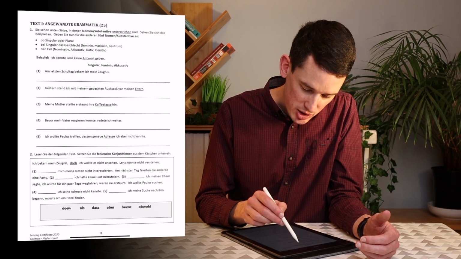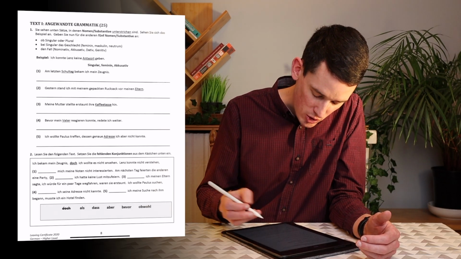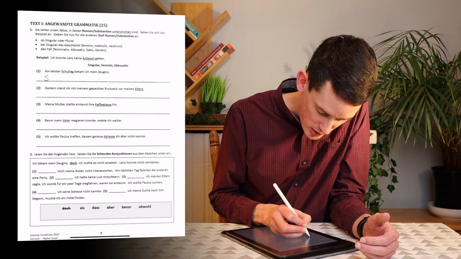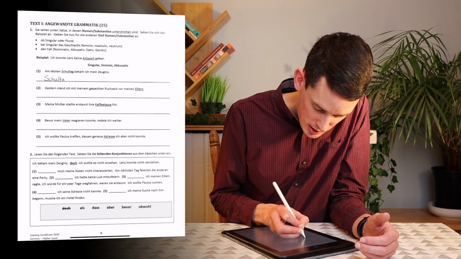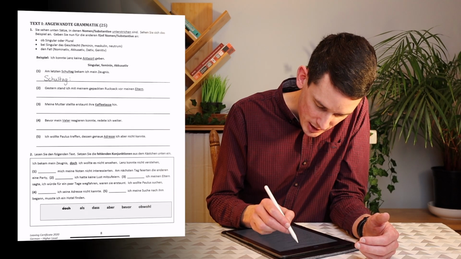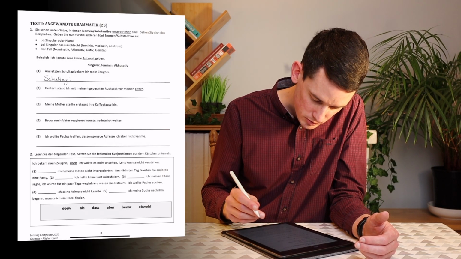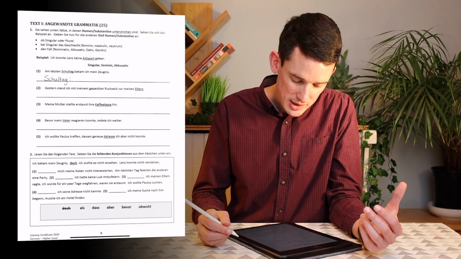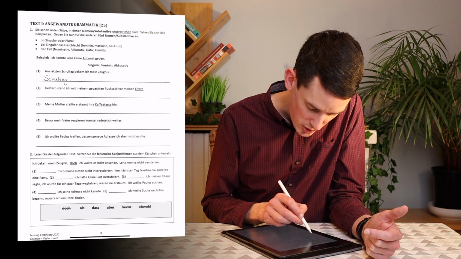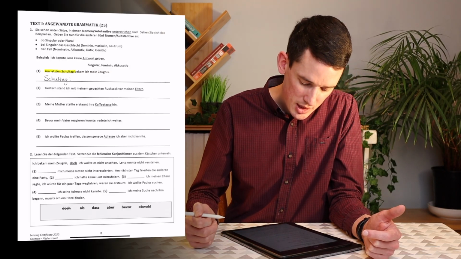Now when you're answering these questions, it's always extremely important, first of all, to write out the word again. So here we have the word Schultag. So simply write that word out again and put 2 dots beside it. The first thing we have to do is, it's also a good idea, when you're looking at these, to look at the context of the word.